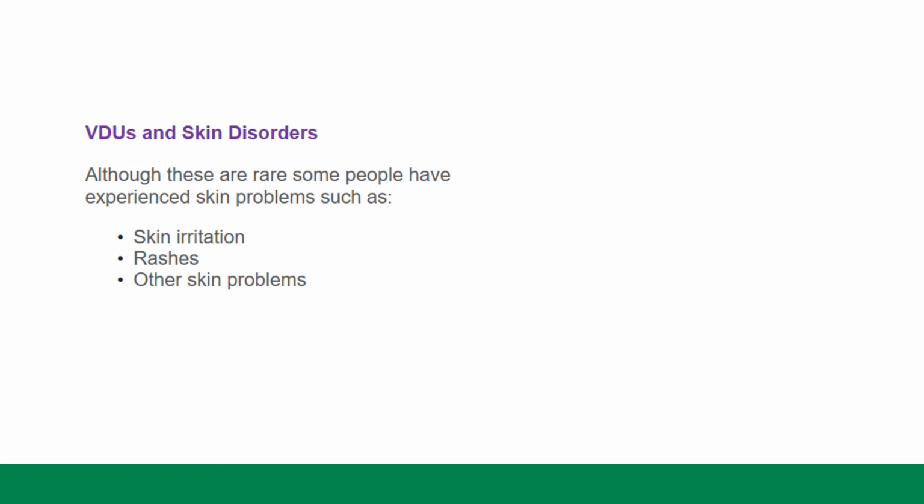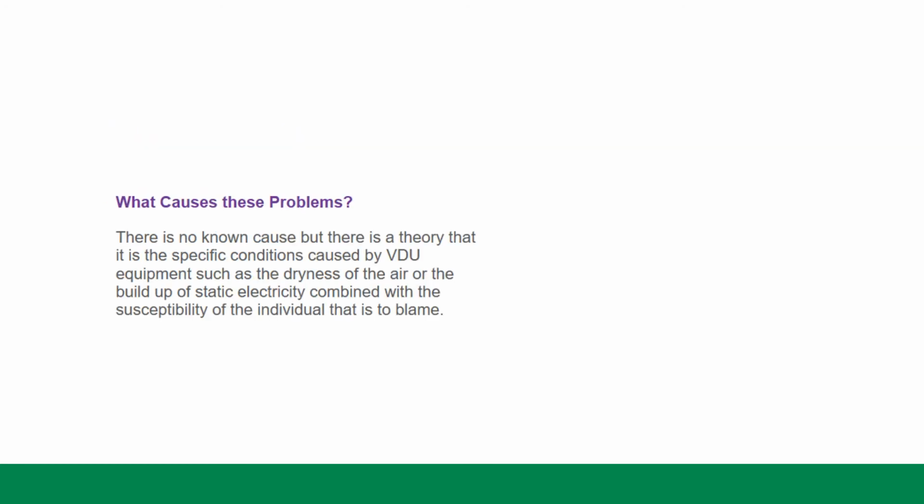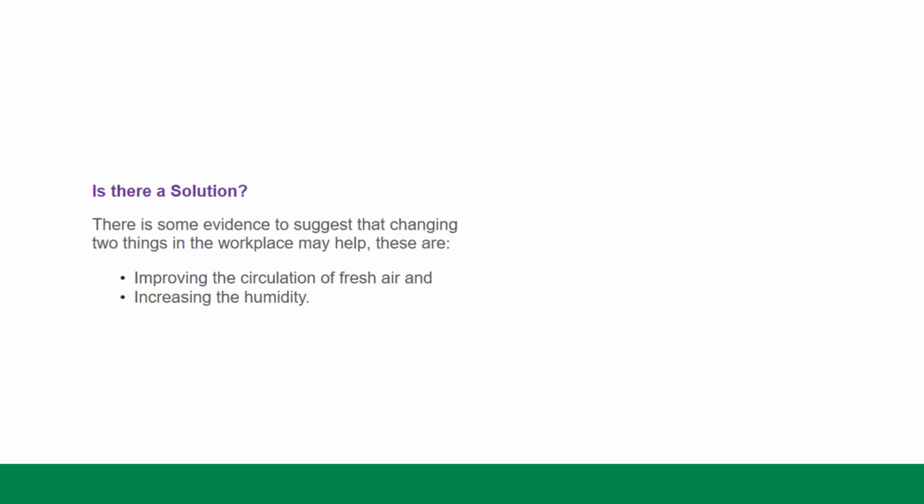VDUs and skin disorders. Although these are rare, some people have experienced skin problems such as skin irritation, rashes, other skin problems. What causes these problems? There is no known cause, but there is a theory it is specific conditions caused by VDU equipment, such as the dryness of the air, or the build-up of static electricity combined with the susceptibility of the individual that is to blame. Is there a solution? There is some evidence to suggest that changing two things in the workplace may help, by improving the circulation of fresh air and increasing the humidity.